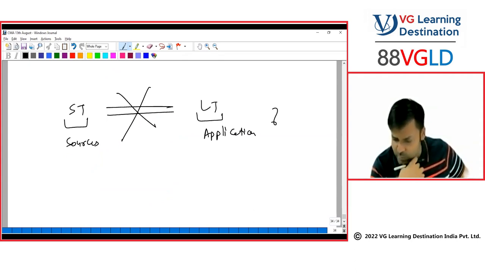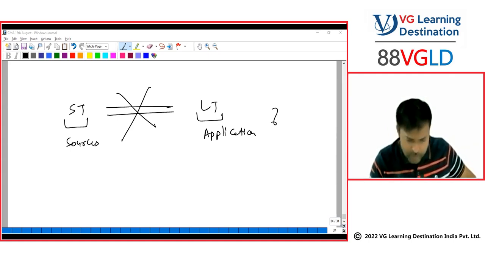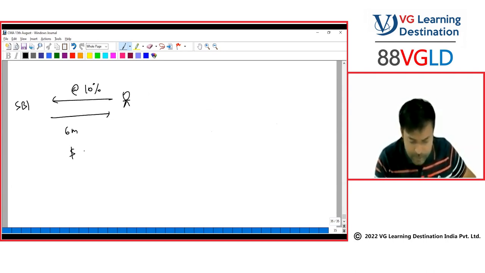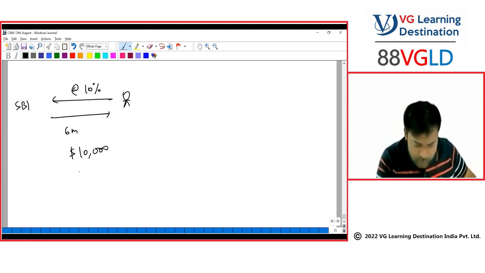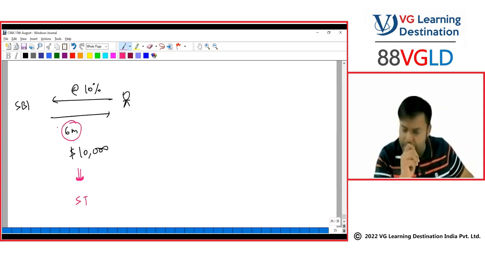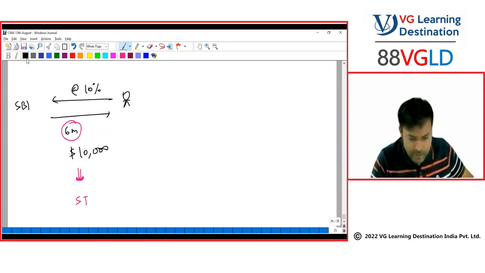No, Manish, it is not with the ROI. Yes, Bhavika, to some extent you're right. For example, guys, what does that mean? That means you go to SBI and take a loan for 6 months at the rate of 10%. You have taken, let's say, $10,000. Is it short term or long term, everyone? This loan from SBI is short term, absolutely, because the duration is 6 months, right?